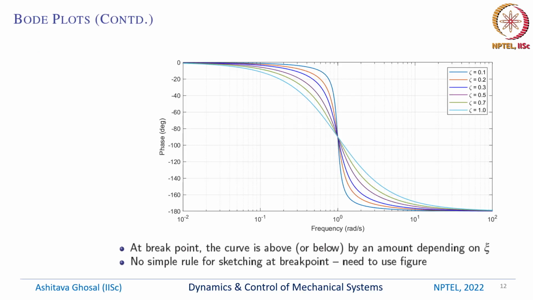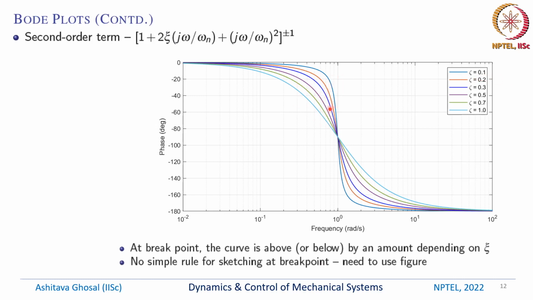The phase plot is also slightly different. The phase plot for the second order term looks like this. Well below this corner frequency or break point, it is 0, and for frequencies much greater than omega n, the phase angle is now minus 180. It is not minus 90. Again, we are assuming that this is in the denominator, and near this break point, depending on the damping, you will get different phase plots.